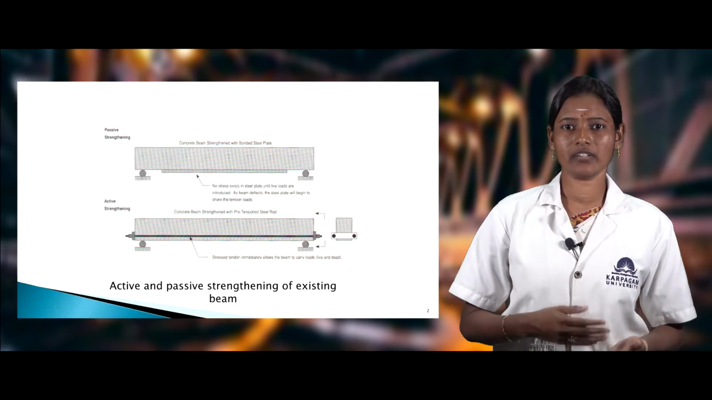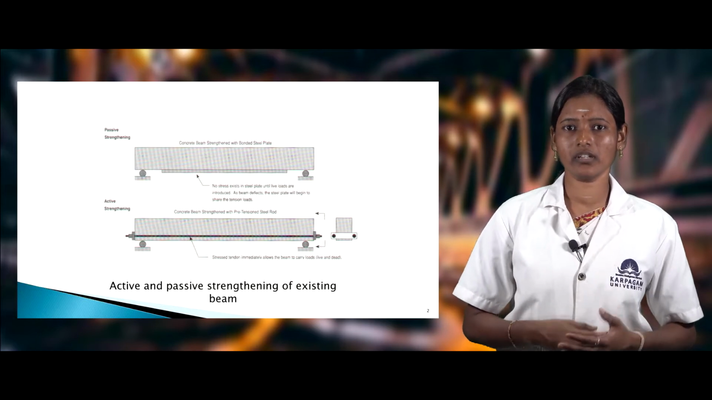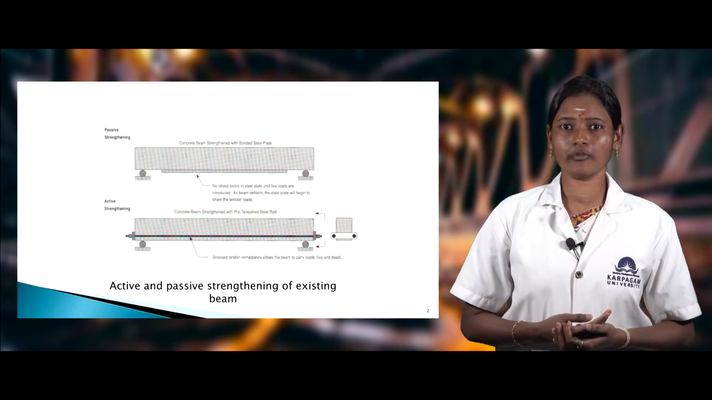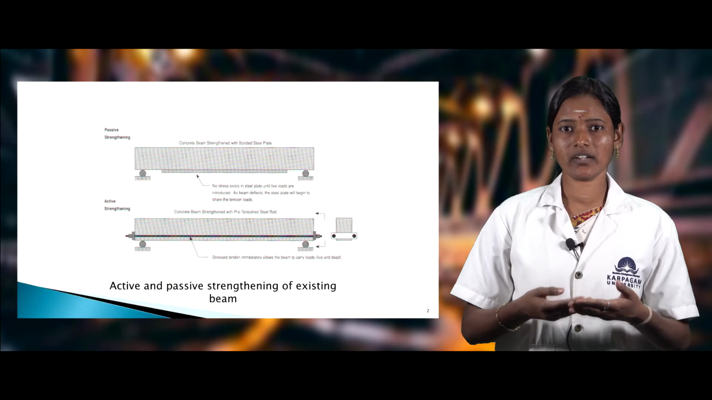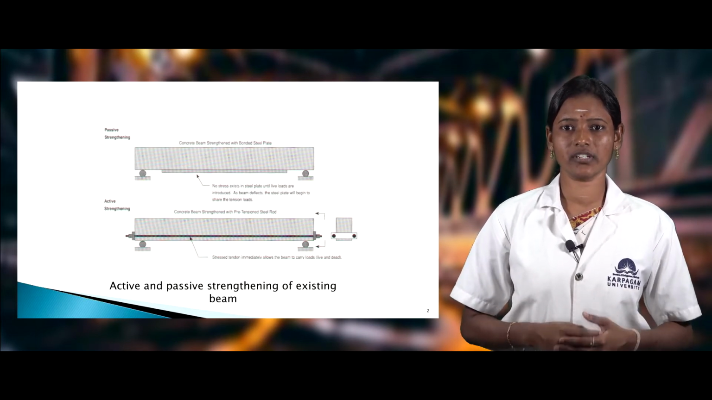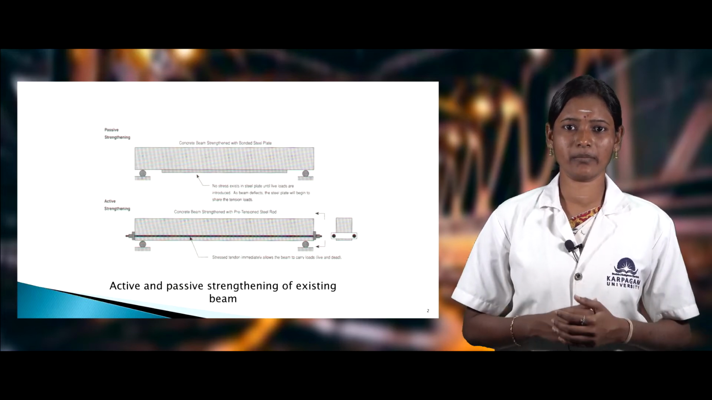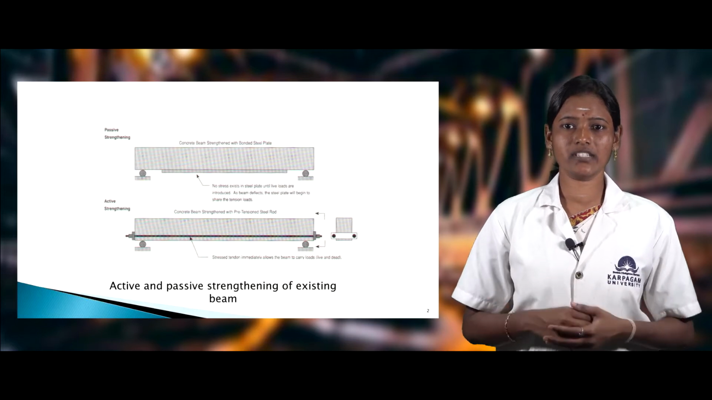An example of active and passive strengthening is shown in the figure. The first image represents passive strengthening, in which an additional steel plate is added at the bottom of the existing beam member, which carries the load acting on the member and distributes it evenly towards the beam. The second image represents active strengthening, in which a pre-tension steel rod is inserted inside the existing beam member, which carries and redistributes the load evenly to the existing beam member.